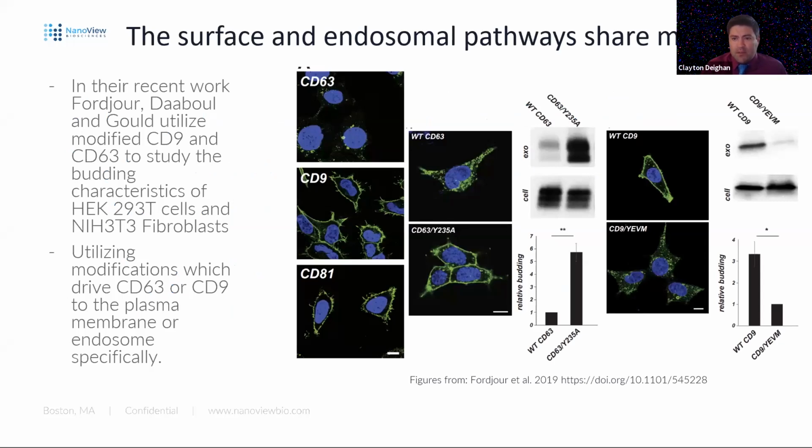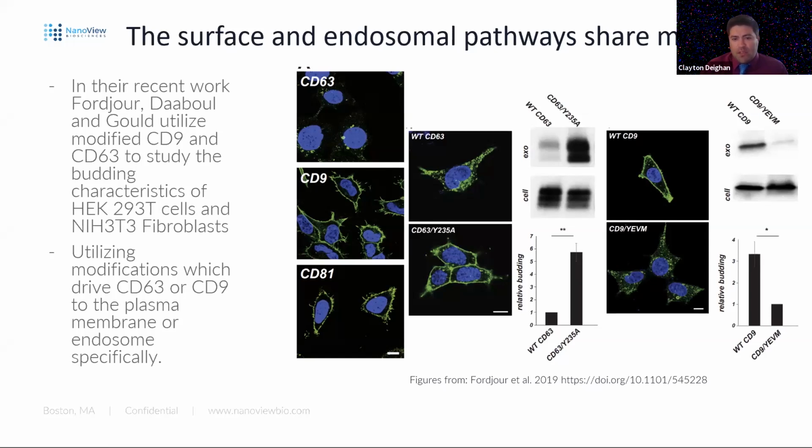The work I'm presenting here is published on bioRxiv by Forjor, George Daubel, our CSO, and Stephen Gould. And what they've utilized in this study is modifications to CD9 and CD63 to study the budding characteristics of HEK293T cells and NIH3T3 fibroblasts, or mouse cells. We'll focus on the HEK293T here since the result's about the same in both settings. And they're going to utilize modifications which either drive CD63 to localize in endosomes or localize at the plasma membrane, and then look at the budding efficiency of those two strategies.